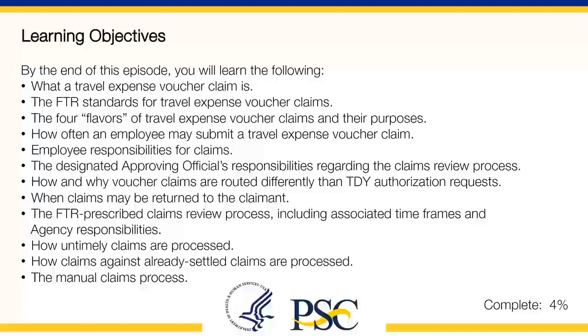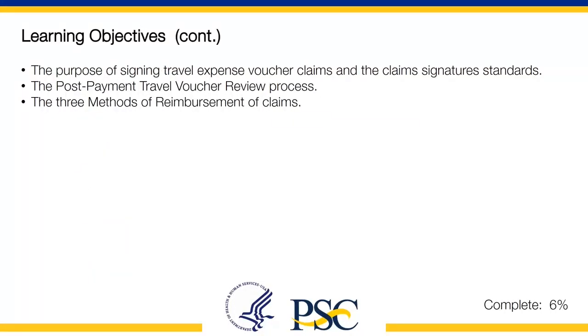the claimant, the FTR prescribed claims review process, including associated time frames and agency responsibilities, how untimely claims are processed, how claims against already settled claims are processed, the manual claims process, the purpose of signing travel expense voucher claims and the claims signature standards, the post-payment travel voucher review process, the 3 methods of reimbursement of claims.